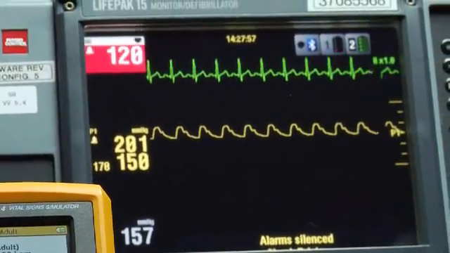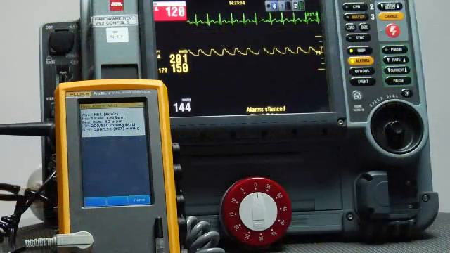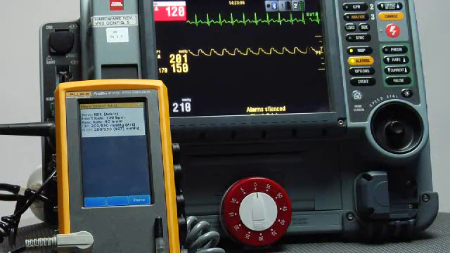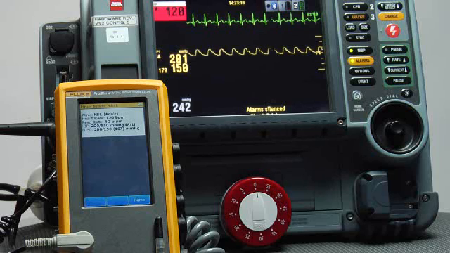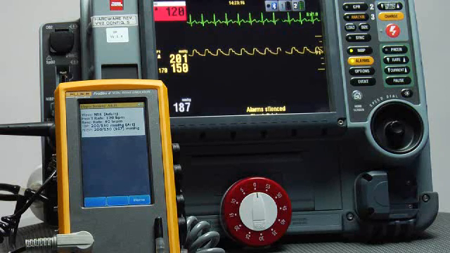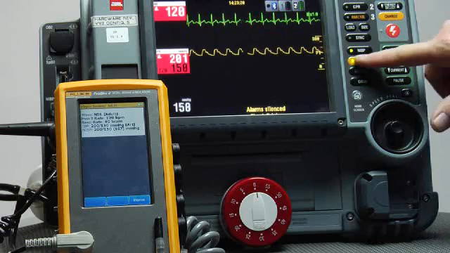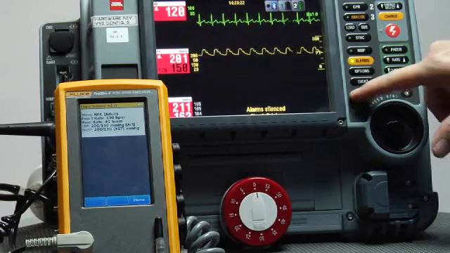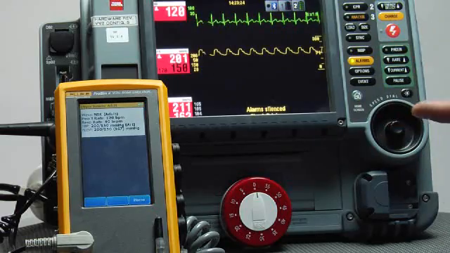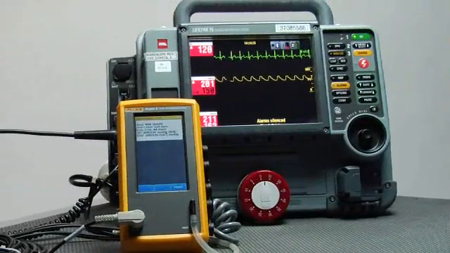We can already see that our simulated parameters of 120 beats per minute for heart rate, invasive blood pressure of 200 over 160 is already being displayed. We have good waveforms for normal sinus rhythm at a very high heart rate. And when the NIBP is finished, when we get our cuff blood pressure, we're done. Done. We have completely assessed a go, no-go of this patient monitor.